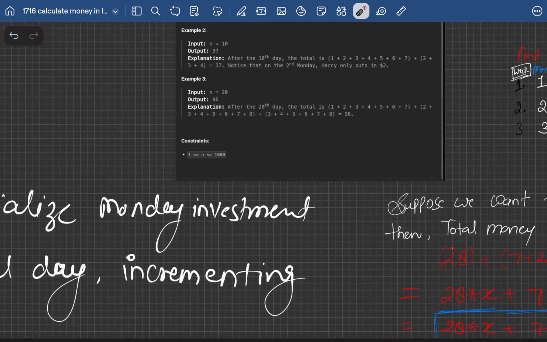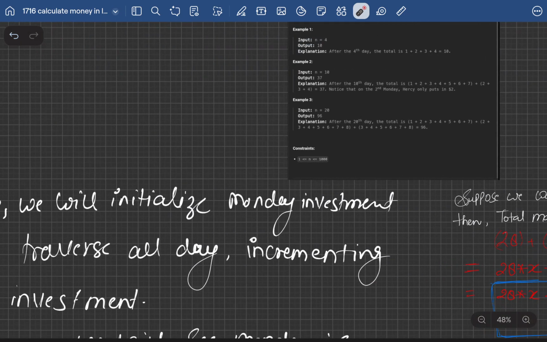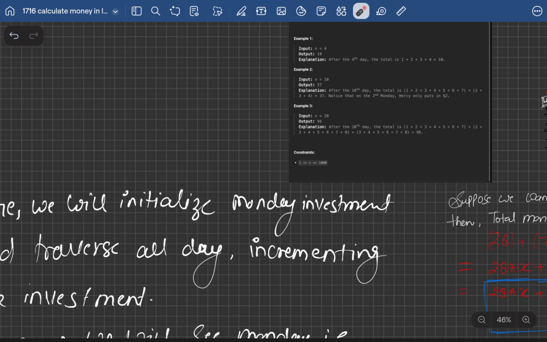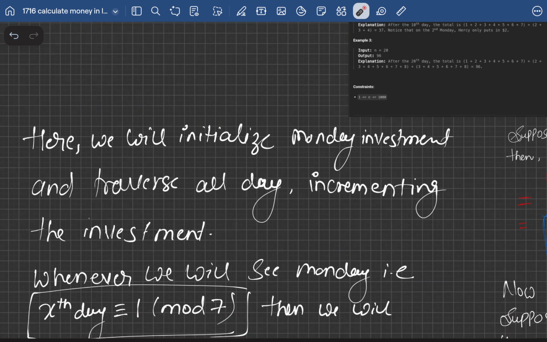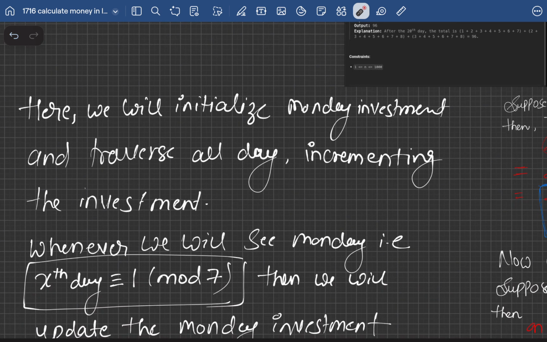So I am going to discuss the first solution first, and it will be easier only. It is very easy. We just have to traverse all the days, and keep on incrementing the investment money whatever Hersey is going to invest in his bank account. So first, here we will initialize the Monday investment. We will keep the Monday's investment, like in each week how much Hersey is investing on a Monday, and traverse all days incrementing the investment.